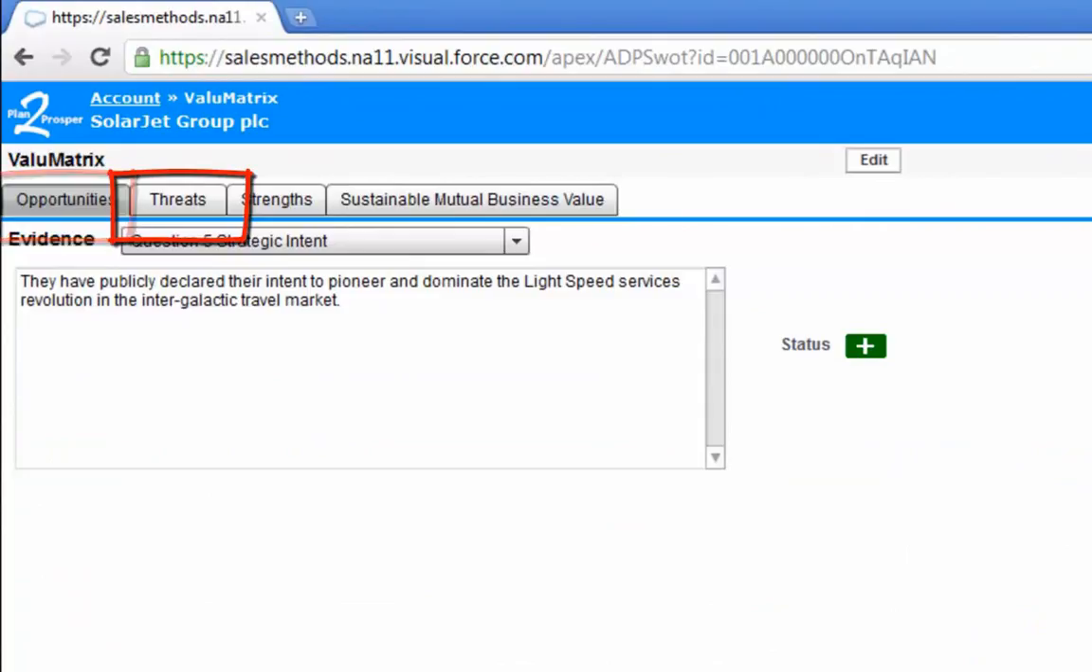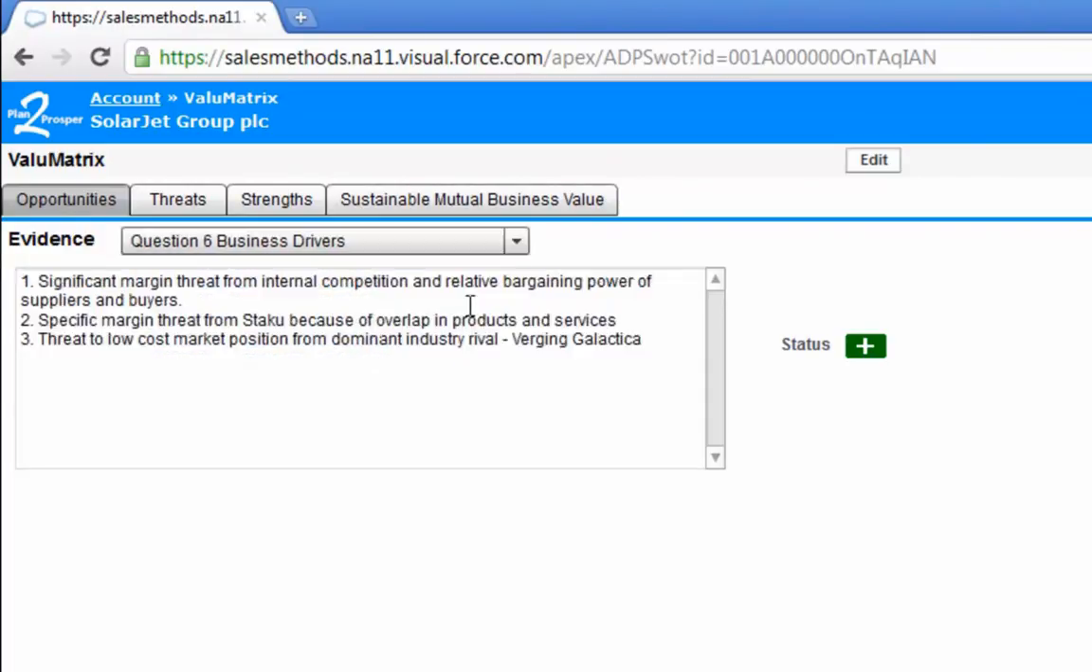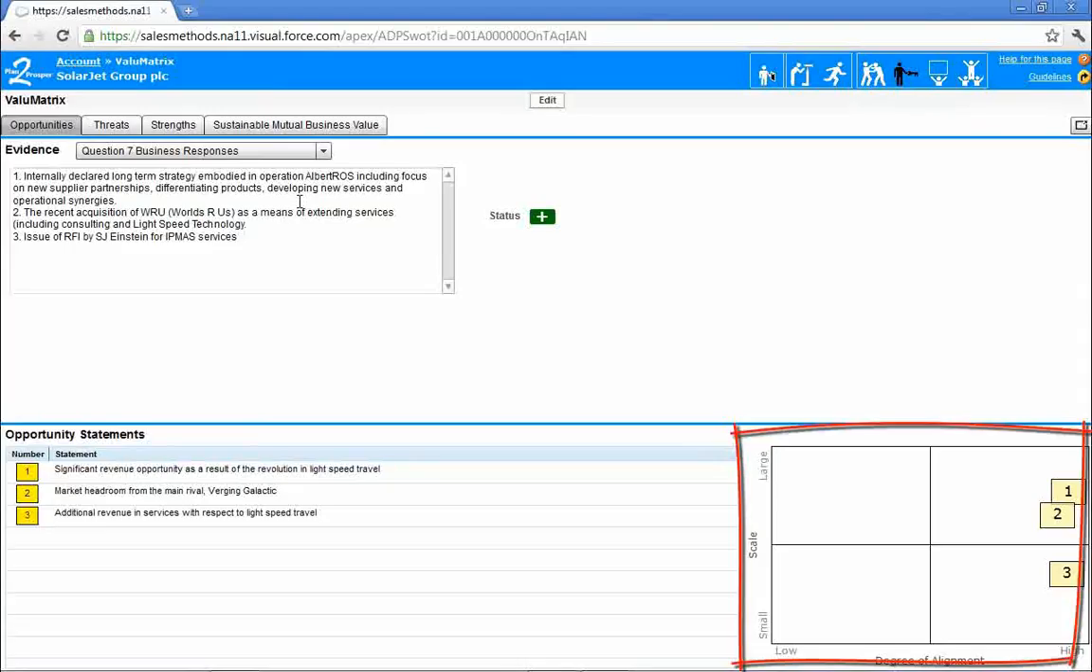So first off, we consider the opportunities that SolarJet has in the market, then the threats they face, and finally the strengths that we have that will help them maximize their opportunities and minimize their threats. You are asked to draft opportunity statements, and to help you, you are presented with evidence from relevant areas in the 16 questions. This drop-down menu allows me to select the question, and in this instance, you can see that the work done in competing forces has driven the answers to business drivers and responses.